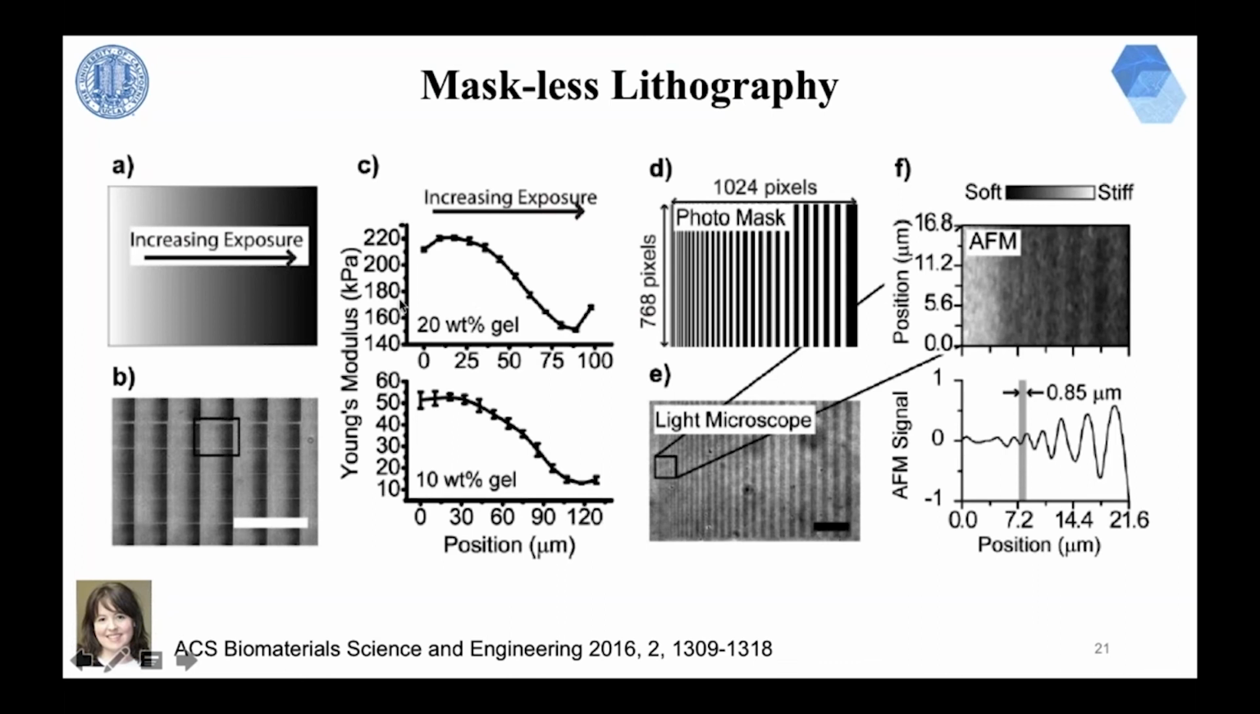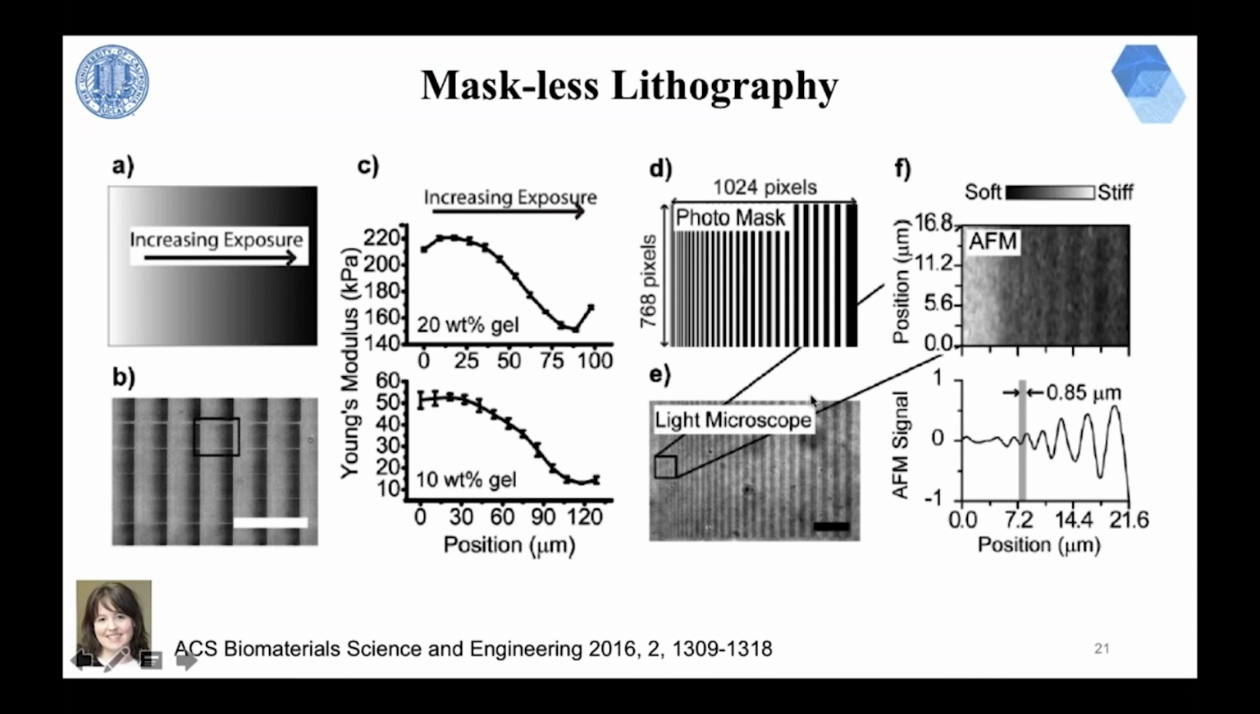And we measured the stiffness of the hydrogel or the modulus using AFM as a function of position along this gradient. And what you can see is that we have a monotonic decrease in the gradient as a function of exposure time. And we have a nice range here of anywhere from up to 220 kilopascals in the 20 weight % gel down to about 10 kilopascals in the 10 weight % gel. And these values are important because this is a physiologically relevant range of moduli that is often used to explore the effect of material stiffness on cell fate.